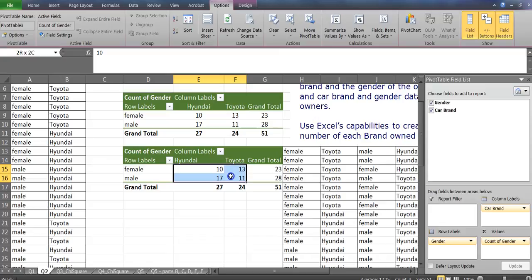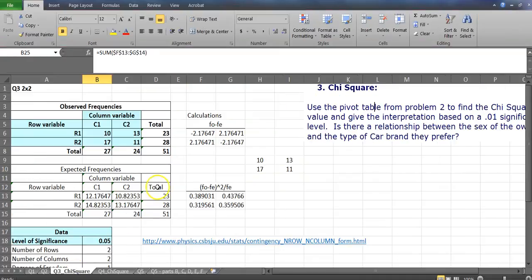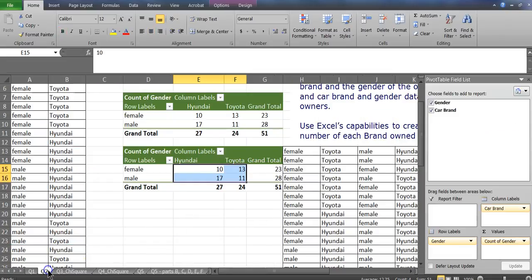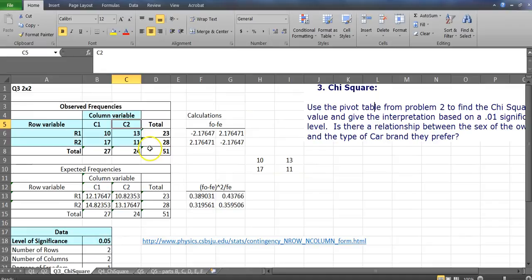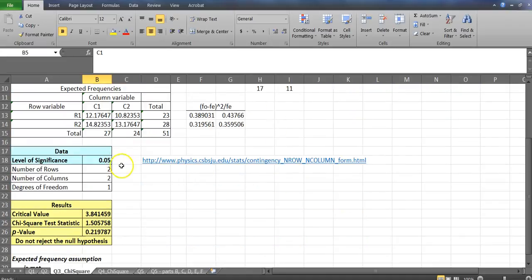So these 4 numbers here in the chi-square 2x2 template that I gave you, you just punch in your 4 numbers. So we have column 1, column 2, row 1, row 2, and you can add in the names here. So just as we had Hyundai and Toyota, female, male, you can take the information from the actual problem and type that in here. And then boom, it calculates everything for you.